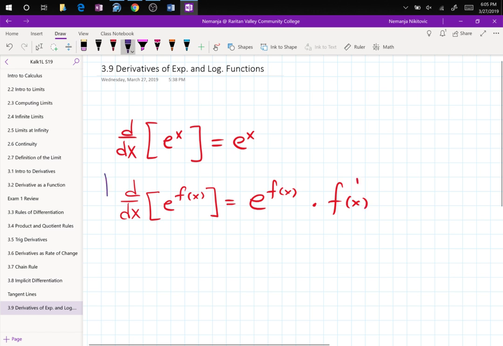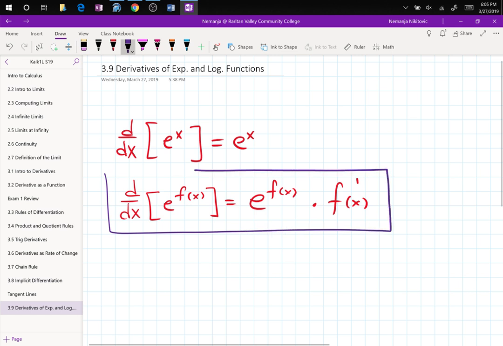This formula is going to get this purple box because most of your problems that are exponential problems, 95%, 98% of them will be this formula, which you already know from your chain rule. This is the basic chain rule applied to the exponential function. You have seen problems with this earlier.